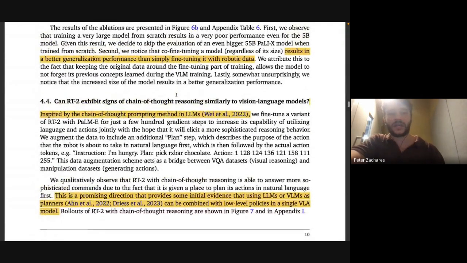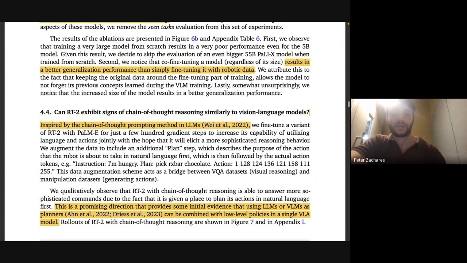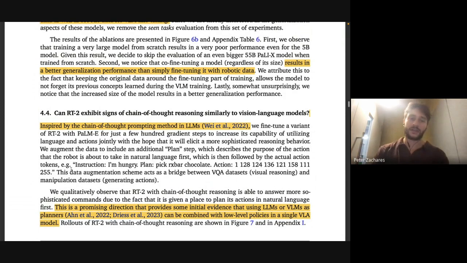The last thing that they evaluated is whether RT-2 can exhibit signs of chain of thought reasoning, similar to visual language models. So they augmented their data set by creating instructions like, I'm hungry, and then you ask it to plan, and it says pick up chocolate bar, and then you give it the action to perform. So this is a chain of thought approach where the same model first performs a planning step, and then performs an action step.